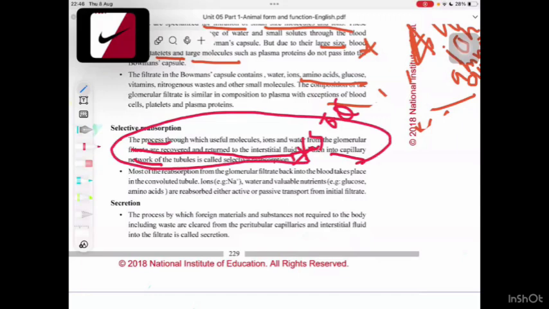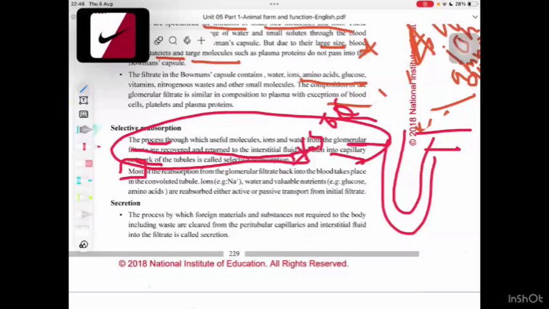Most of the reabsorption from the glomerular filtrate back into the blood takes place in the convoluted tubule. Highlight the words most of the reabsorption, because some can take place through the loop of Henle as well. So most of the reabsorption takes place in the convoluted tubules, the PCT and the DCT. Ions, Na plus, water and valuable nutrients, glucose and amino acids are reabsorbed either actively or passively. So selective reabsorption can be active or passive depending on their concentration inside the interstitial fluid compared to the nephron.